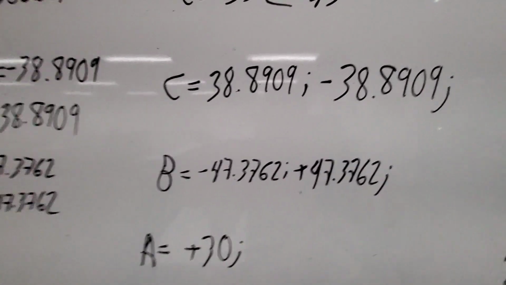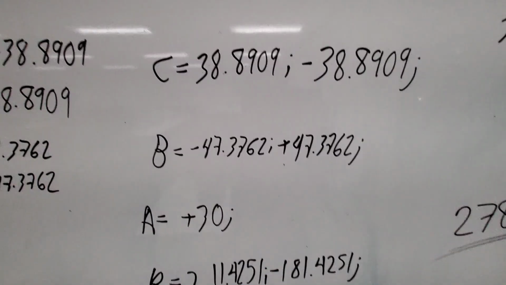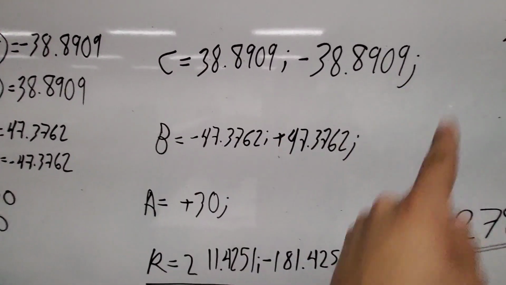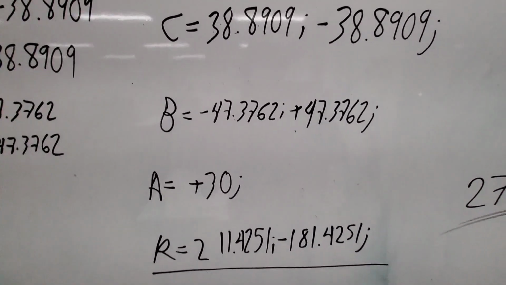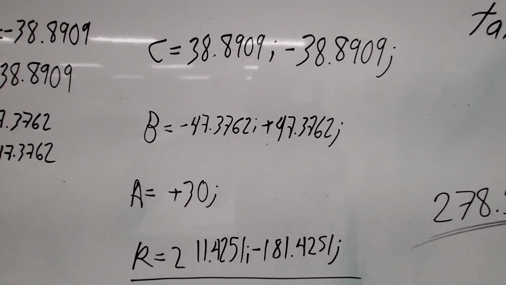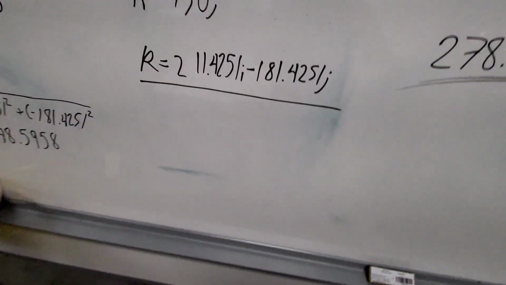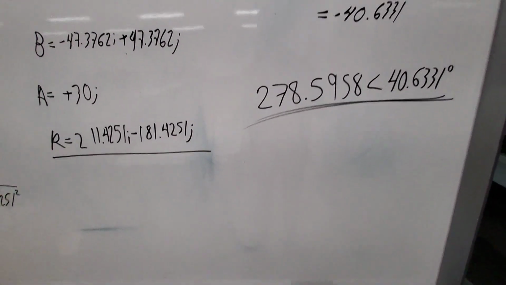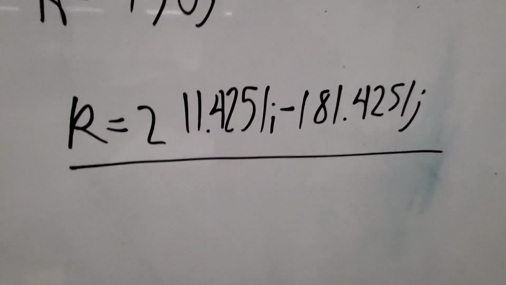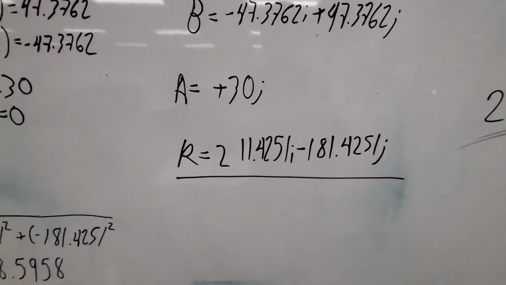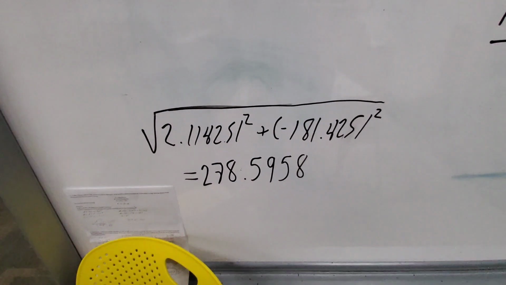So 55 sine of the angle, in this case minus 45, equals minus 38.8, and for the x, or i, 55 times cosine of minus 45 is equal to 38.8, and the same for the other two. After that we have the coordinates, and we write the vectors in rectangular form, and then we calculate the resultant vector by addition, subtraction and multiplication of the vectors. After that we have the resultant vector, and to get the magnitude we use the Pythagorean theorem.